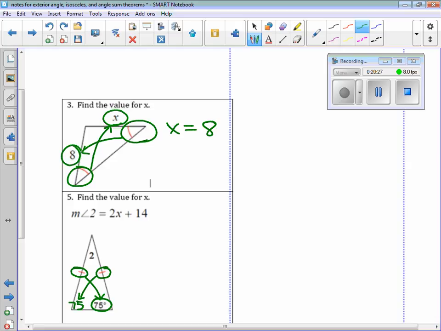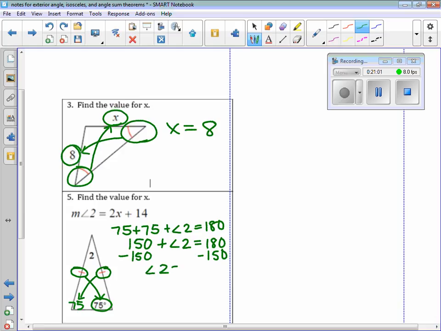So in order to solve this question for x, I have to know what the actual measure of angle 2 is. Well, I know that all three angles add up to 180 degrees, so I'm going to do 75 plus 75 plus angle 2 equals 180. 75 plus 75 is 150. Subtract 150. And that gives me angle 2 is 30 degrees.